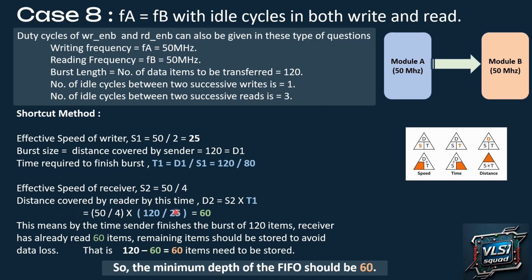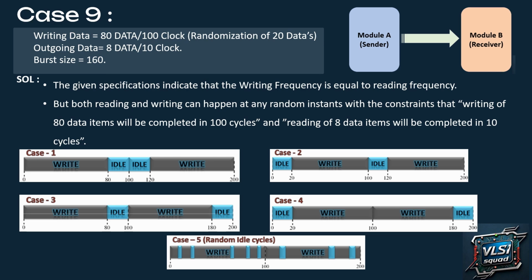Now the distance covered by the reader by the time the writer covers this distance of 120 data items will be speed into time. So we'll get 60. By the time the writer writes 120 data items, the reader was able to reach 60 data items. So the rest of the 60 data items need to be stored in the FIFO. That will be the minimum depth or size of the FIFO. So this is a special case.